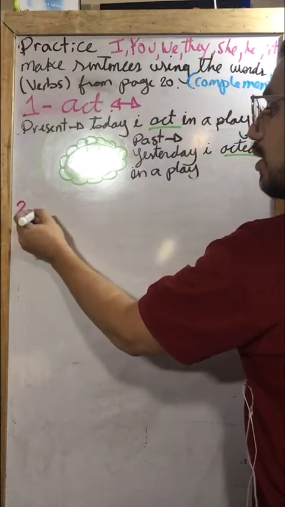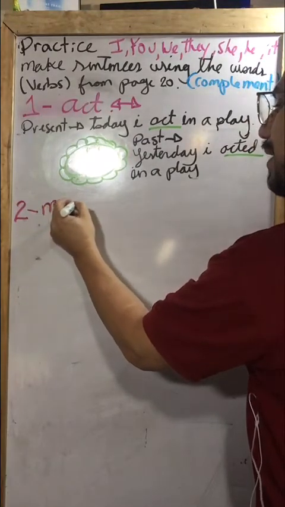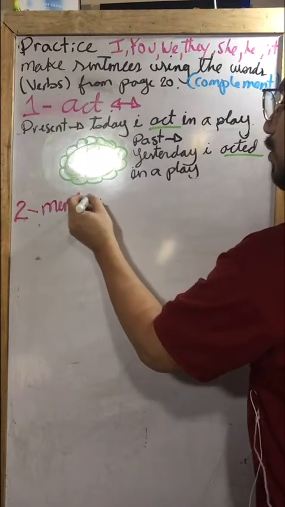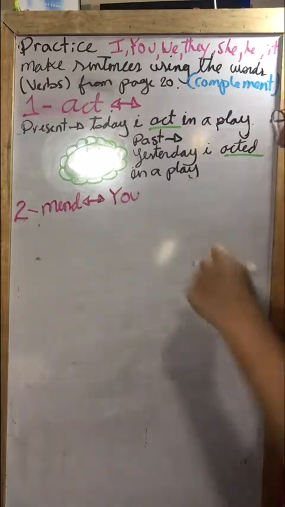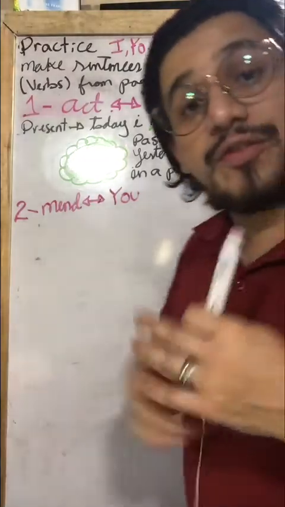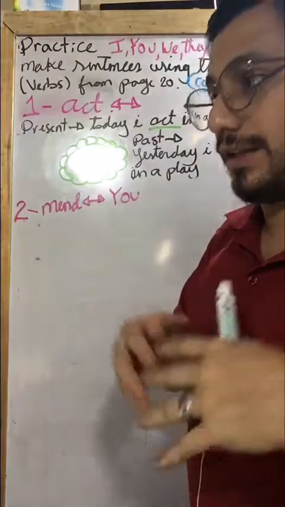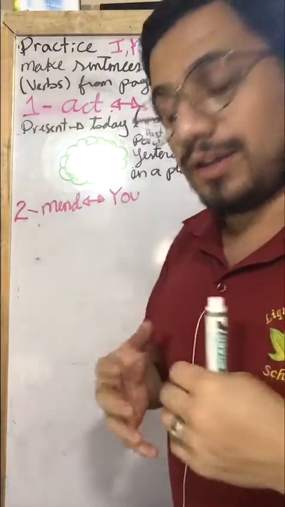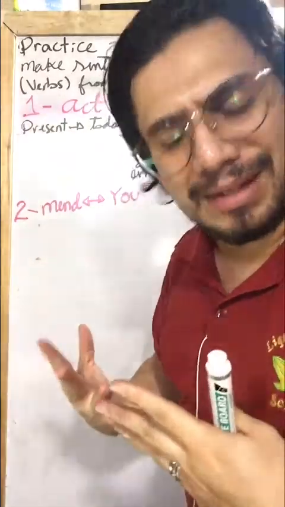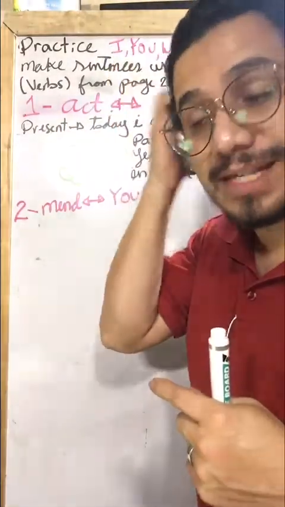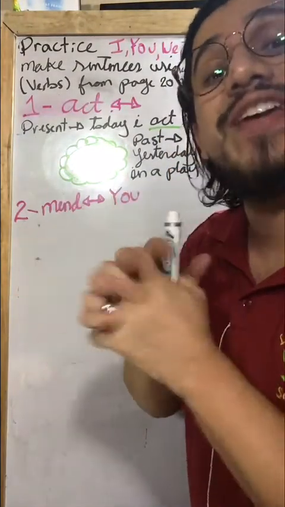Number 2. What is word number 2? Mend. Mend for which one? You. Now, mend is to fix, to put something together, to reunite, to unbreak, to bring together something that has broken. For example, a relationship. When you're fighting with your best friend, then you come to mend it. You mend it. You fix it.